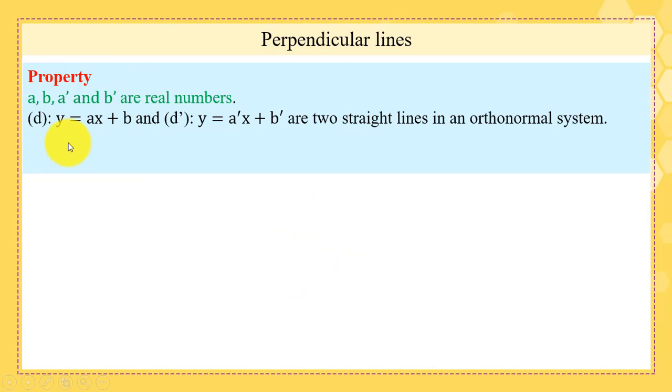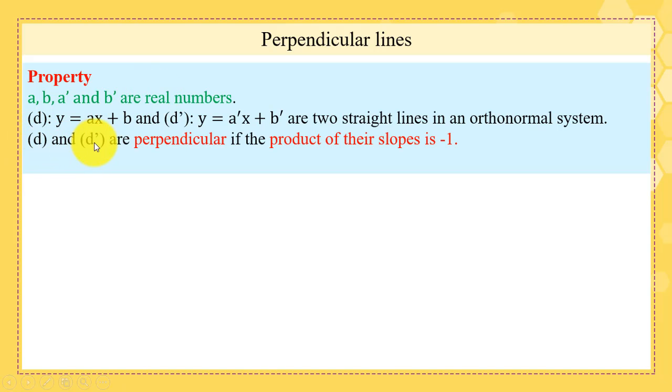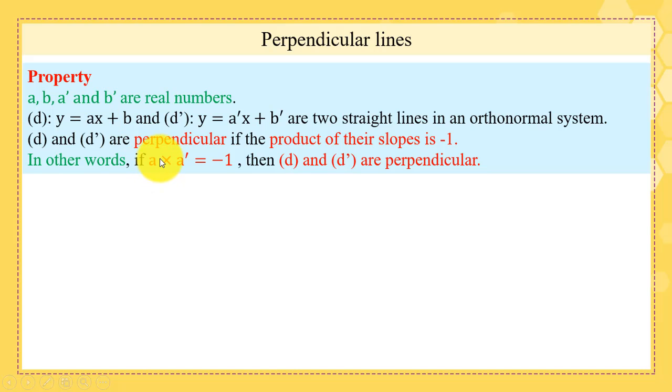Property. Given two straight lines, d of equation y equal ax plus b, d prime of equation y equal a prime x plus b prime, where a, b, a prime, and b prime are real numbers. We say that d and d prime are perpendicular if the product of their slopes is -1. That means if the slope of d, which is a, times the slope of d prime, which is a prime, equal to -1, then the straight lines d and d prime are perpendicular.